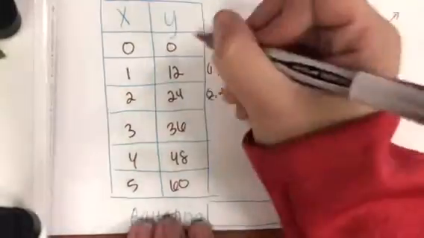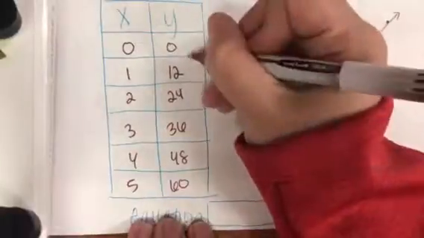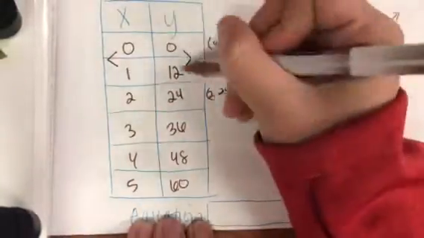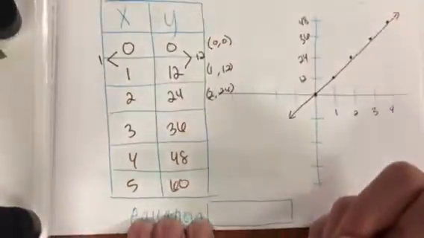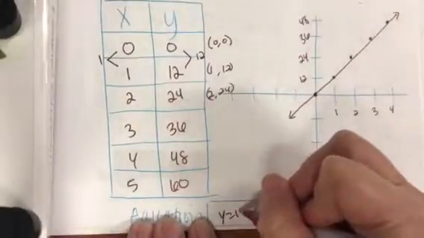So then our equation. I like doing our equation based off the table, because it's always easier that way. Your change in your y divided by your change in your x. What is your change in y? 12. What's your change in x? 1. 12 divided by 1 is? 12. So y equals 12x.